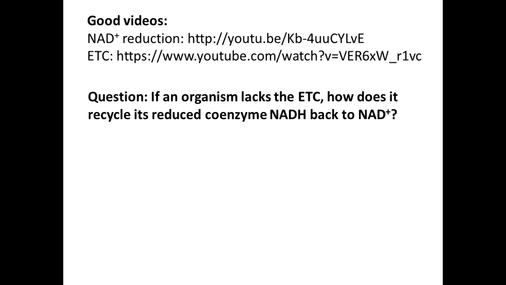So, if an organism lacks an electron transport chain, how does it recycle the reduced coenzyme, this electron carrier, NADH, that you generate definitely in glycolysis? How do you do that? If you don't have an electron transport chain, can you do it? Or maybe you don't have oxygen, so you can't use your electron transport chain.